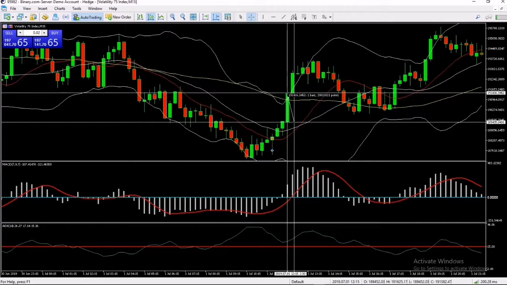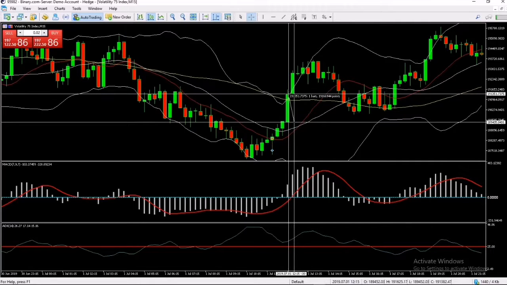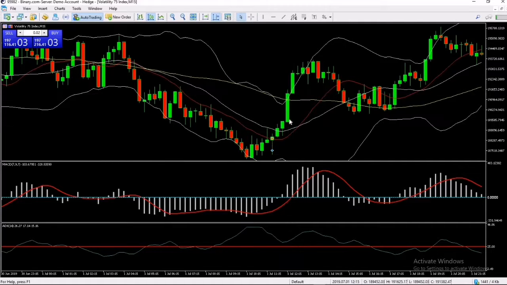You would have made, with a 0.01 lot size on this particular trade, I'm sure you would have made $20 or so. Yeah, like $20 on this particular trade. And you can see there was no drawdown. There was no drawdown at all. Drawdown means there was no loss throughout the trade. It was just pure profit till the end of the trade, and you take your profits here.